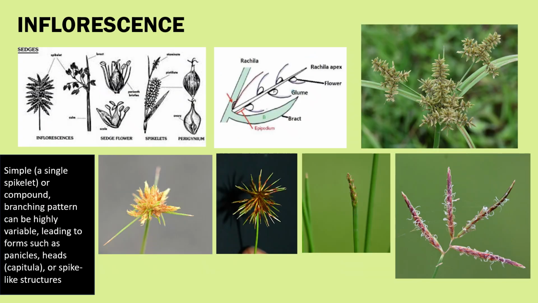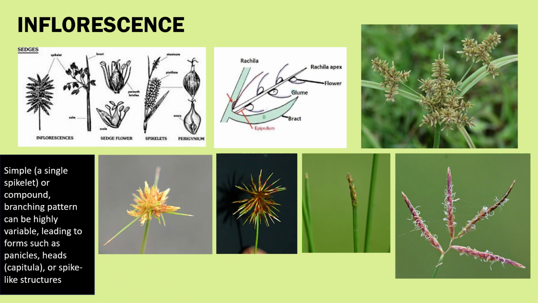Next, we will see the different inflorescences. The inflorescence can be simple, compound, or even decompound, and the branching pattern of the inflorescence is very varied. Depending upon the variation, they can form panicles, heads or capitula, or spike-like structures. So there are different types of inflorescence that can be formed in the Cyperaceae family.